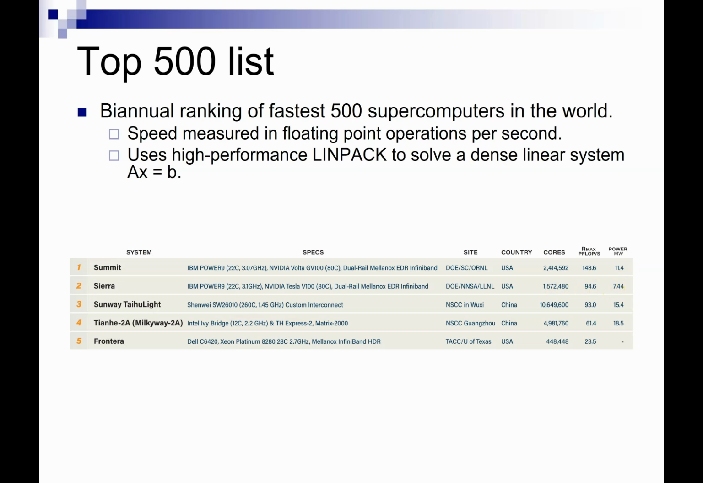The third and fourth place computers are both designed in China. The third place computer is called Taihu Zhiguang. This computer actually uses over 10 million cores, and it achieves about 100 petaflops of performance at about 15 megawatts of power.